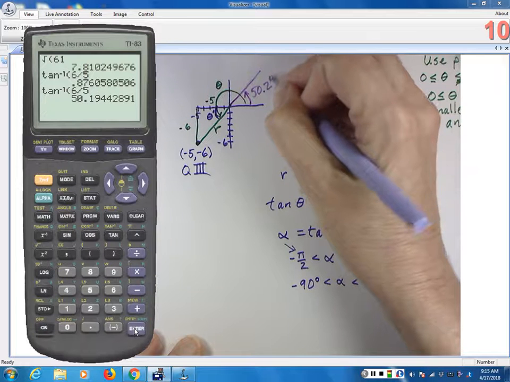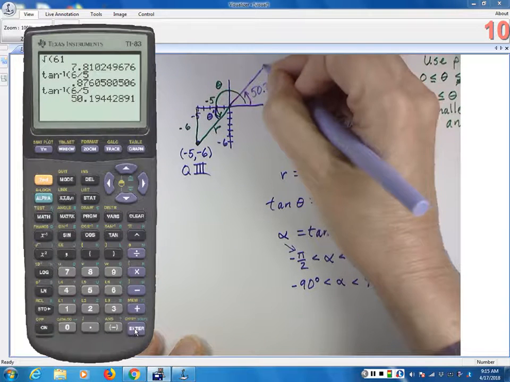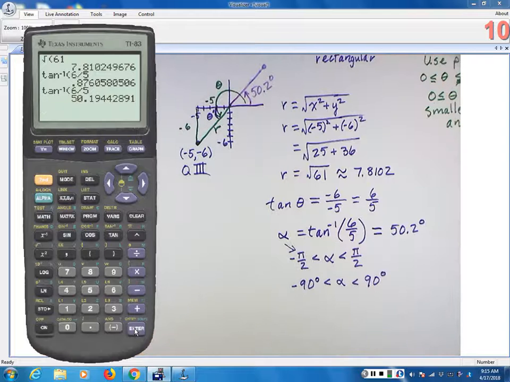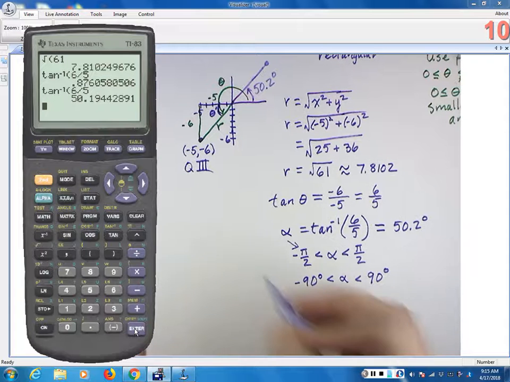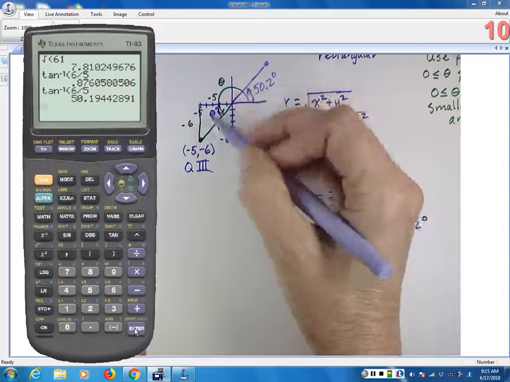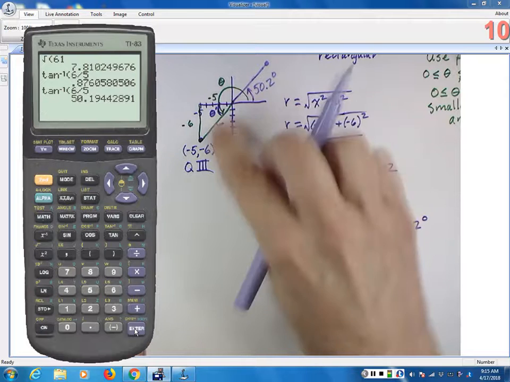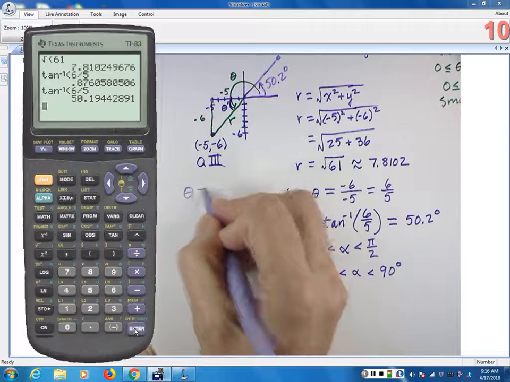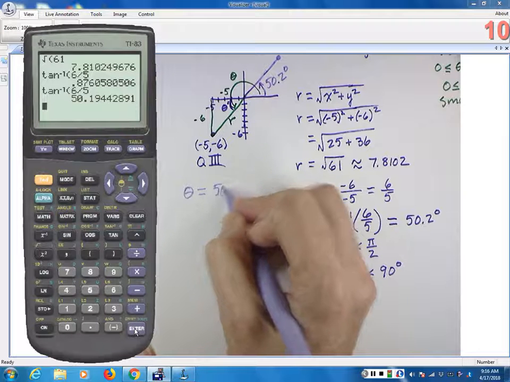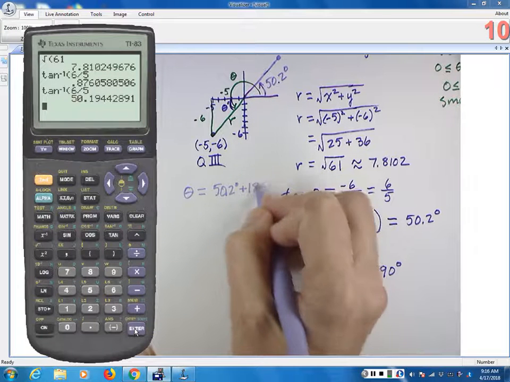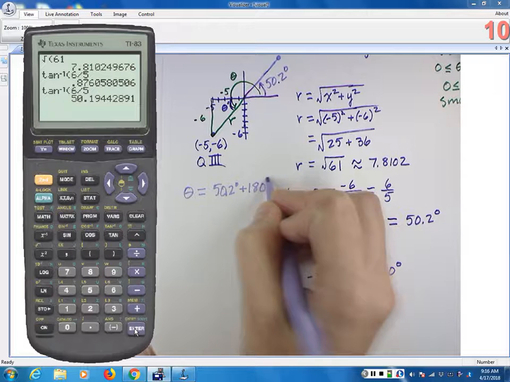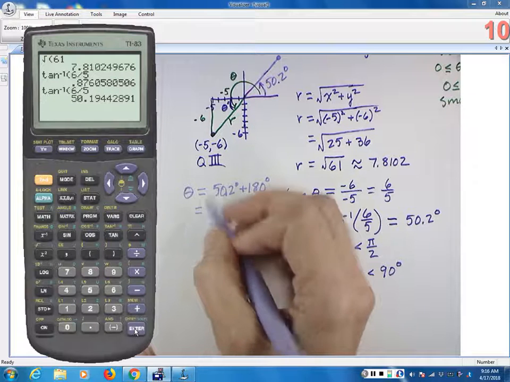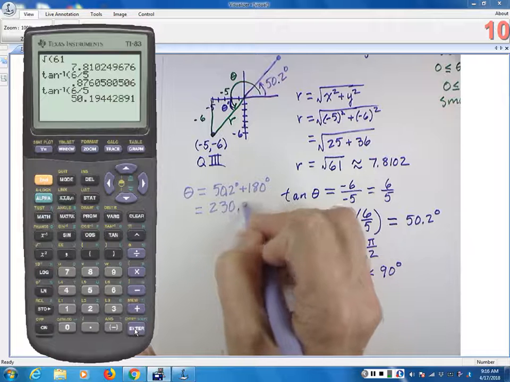.2 degrees would put you up here. Yes, we got to add 180 or pi. Since we're in degrees, we're going to add 180. So our theta, we just got to go another 180 degrees to get to our actual angle, this is a straight line. So theta is going to be 50.2 degrees plus 180, and that is 230.2 degrees.